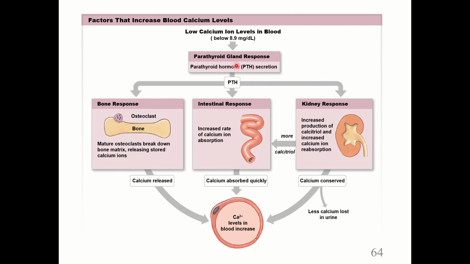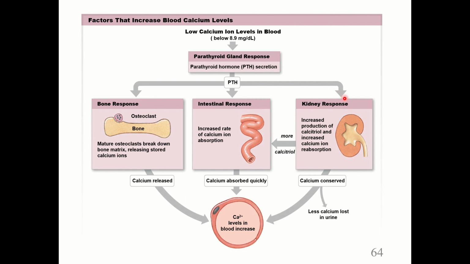This illustration shows low blood calcium levels dropping below 8.9 milligrams per deciliter. When this occurs, negative feedback mechanisms will kick in. The parathyroid glands will respond by secreting parathyroid hormone. Parathyroid hormone will then cause osteoclasts to reabsorb calcium from the bone back into the blood. This will help to increase blood calcium levels.